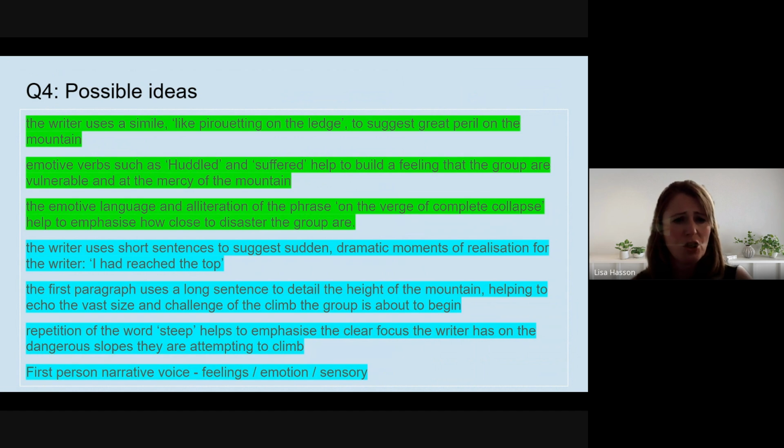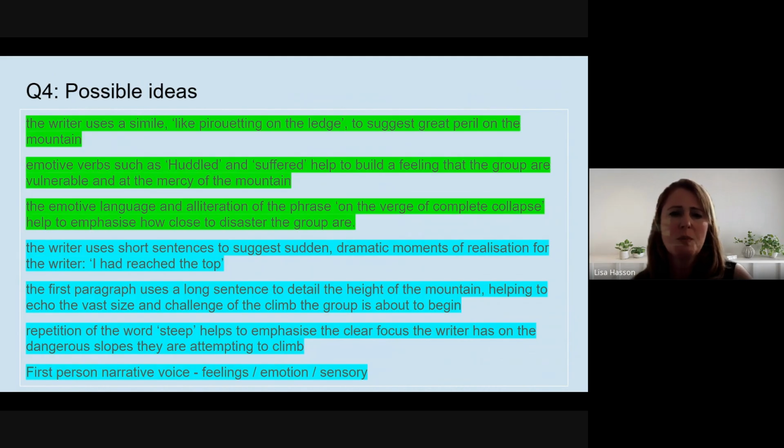I had reached the top, so that's your final sentence, your single sentence paragraph. You've got the first paragraph, which uses a long, complex sentence to detail the height of the mountain, helping to echo the vast size and challenge of the climb the group is about to begin. You've got the repetition of the word steep to emphasize the clear focus the writer has on the dangerous slopes. And of course, as I mentioned earlier, my suggestion of first person narrative voice, talking about the feelings and the emotions and the sensory elements, you can pick out some quotes definitely to go with that there.